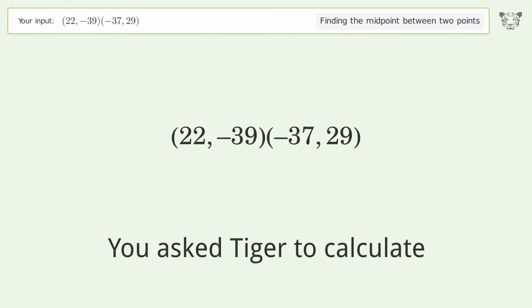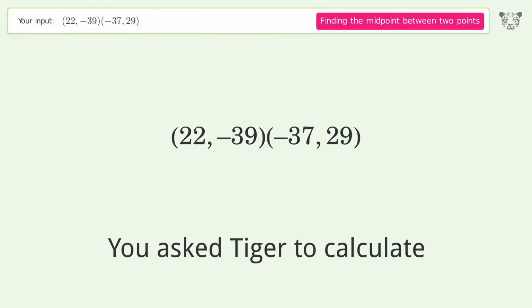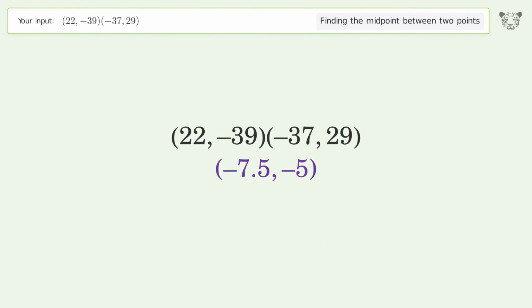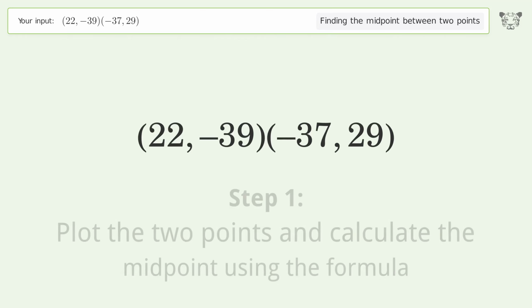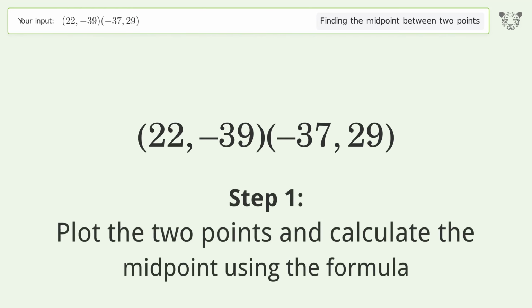You ask Tiger to calculate. This deals with finding the midpoint between 2 points. The midpoint between the 2 points is -7.5, -5. Let's solve it step by step. Plot the 2 points and calculate the midpoint using the formula.